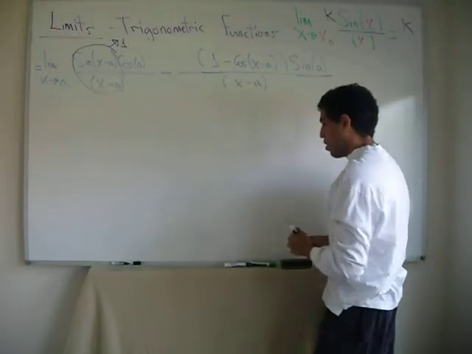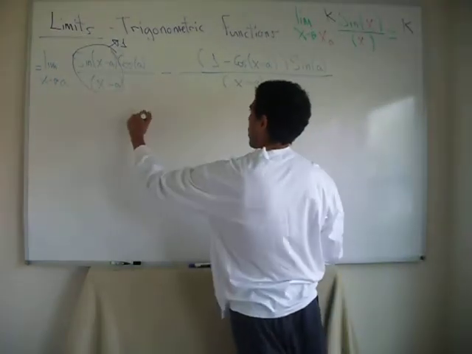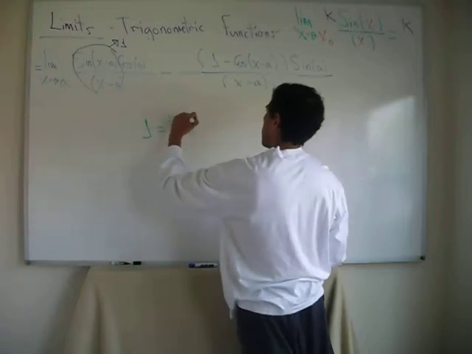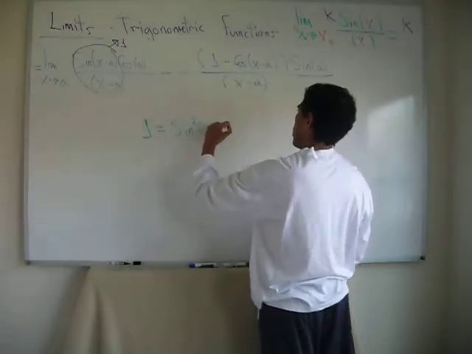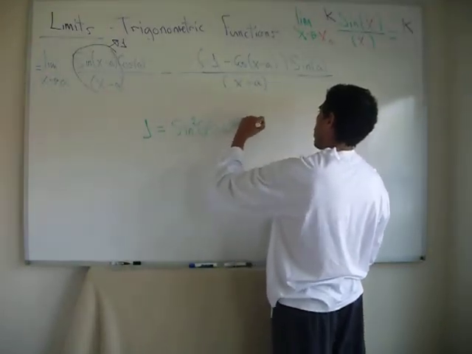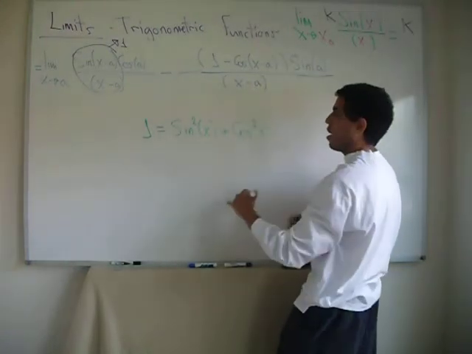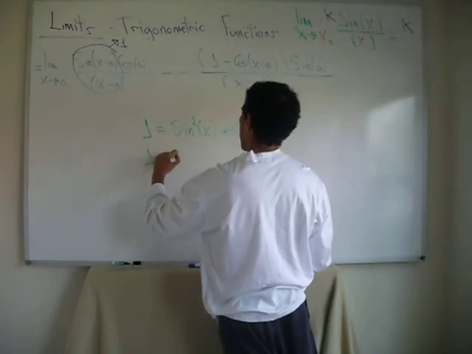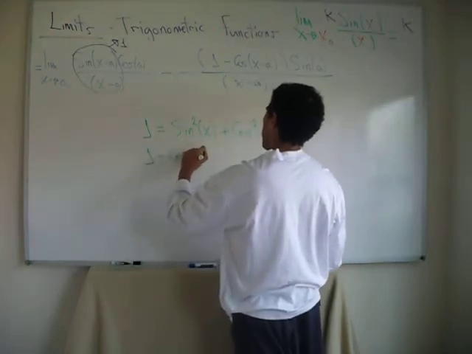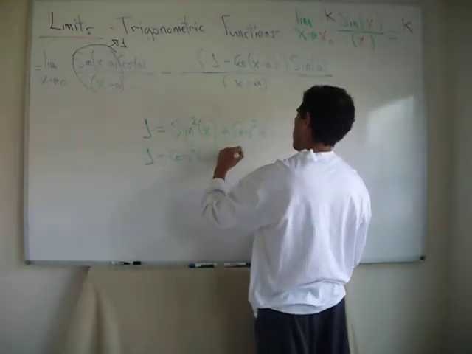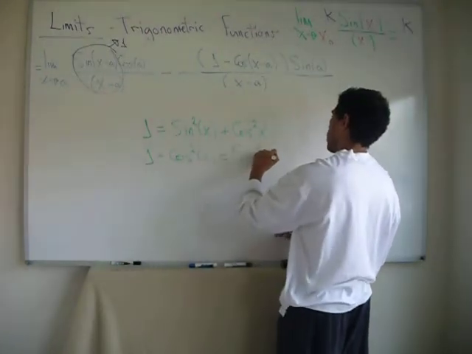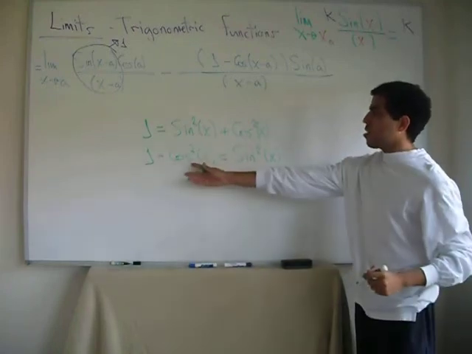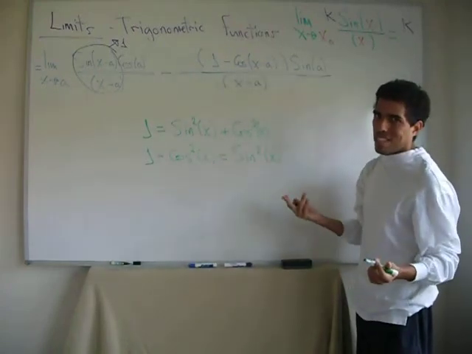Why? Because, do you remember the identity property? 1 equals sin square of x plus cos square of x. Well, this looks a little bit like this. But we can rearrange it to say 1 minus cos square of x equals sin square of x. And this looks a little bit like this. The only thing missing is the square.